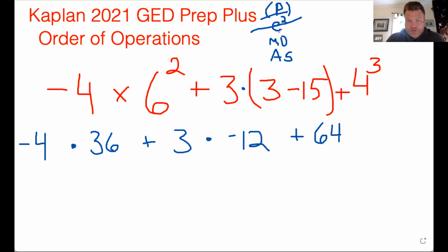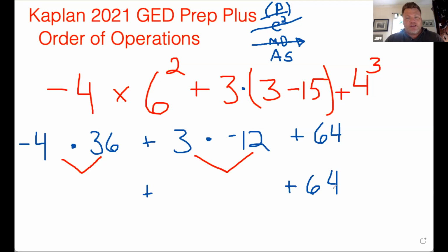So exponents are gone. Next, we're looking for multiplication and division as we see it from left to right. And that's where that teacher said, just go through real quick, make yourself some notes. I'm doing those and those. Those are my multiplies. The rest of the stuff can come on down. A plus sign can come on down. Plus 64, come on down. I'm definitely using my calculator for this.